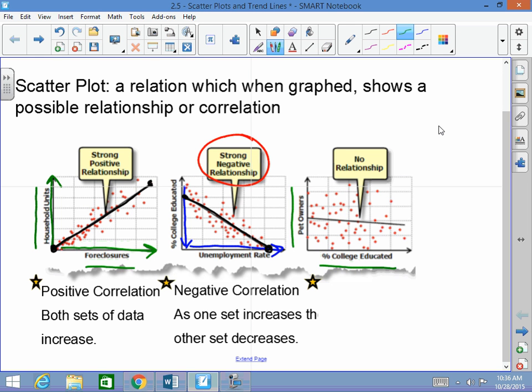So again, positive relationship, as one set increases, the other increases. Negative relationship or correlation, as one increases, the other decreases. No relationship is no relationship.